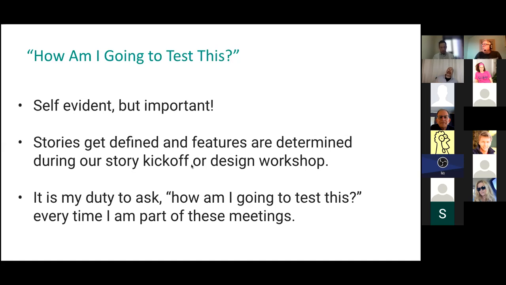Every time you go into a story workshop or a Three Amigos meeting or whatever it is that you want to participate in, jump in and say, hey, me as a tester, I'm participating here. I'm listening to the requirements. They're describing how this story is going to be developed. At the back of your mind, you should always be thinking, how am I going to test this? Now, if it's self-evident and you've got it down, okay, you don't really have to say very much. But even if you think it's self-evident, start asking those questions anyway. That's why you're in the meeting.